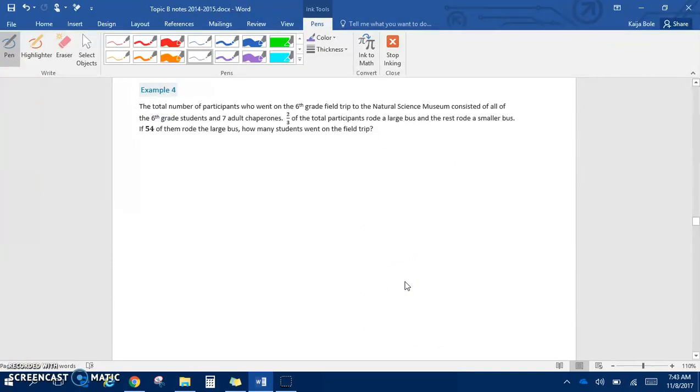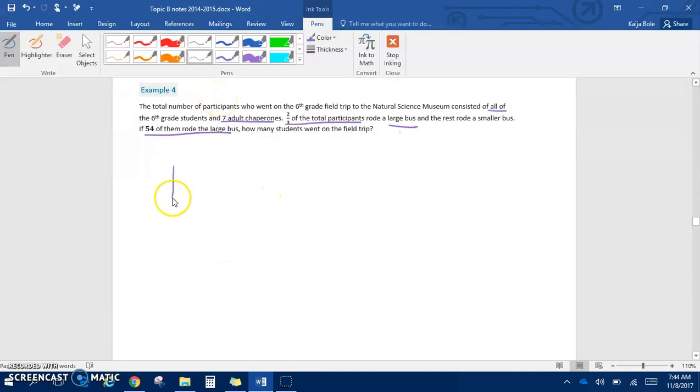So it says that the total number of participants who went on the 6th grade field trip to the Natural Science Museum consisted of all the 6th grade students and 7 adult chaperones. It says 2/3 of the total participants rode the large bus and the rest rode a smaller bus. If 54 rode the large bus, how many students went on the field trip?